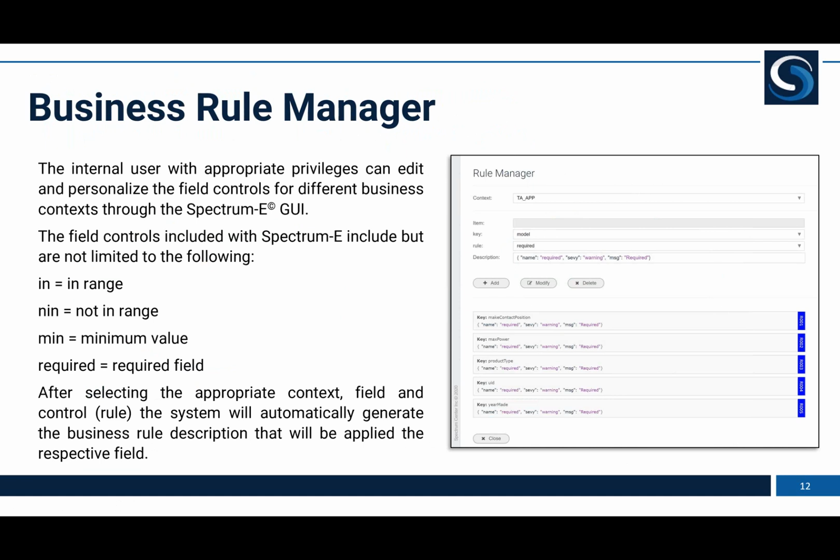So here's a little bit on the business rule manager. This is, of course, exclusive to what we would call an internal user. This would be a user with appropriate permissions inside of the regulatory authority or the enterprise. They can edit and personalize the field controls for different forms or business contexts through the Spectrum GUI. So the field controls that can be applied include but are not limited to in range, not in range, minimum value, required field. Here, and I'll highlight this as I go and do the software demonstration, the context is selected at the top, and that's basically the type of form or application that's being used at the time. So we have obviously several types of context for spectrum services, for type approval, etc.